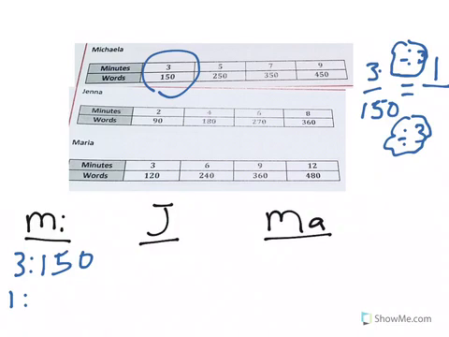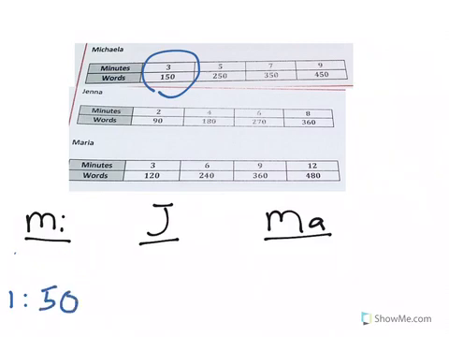150 divided by 3 is going to give us 50, right? 15 divided by 3 is 5. Bring over the 0. I get 1 to 50. So Michaela, for every 1 minute, she can type 50 words.